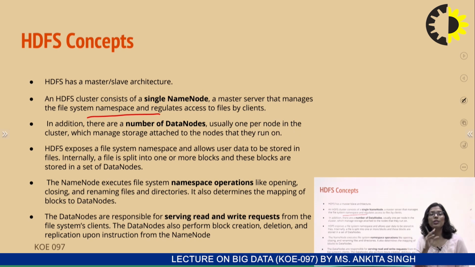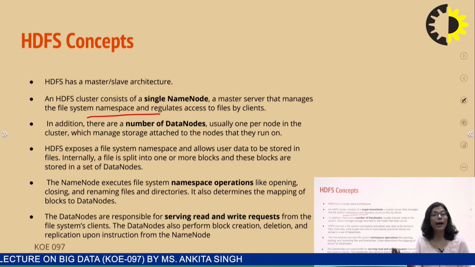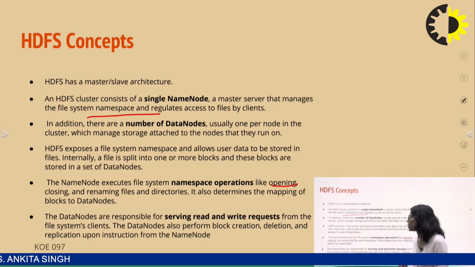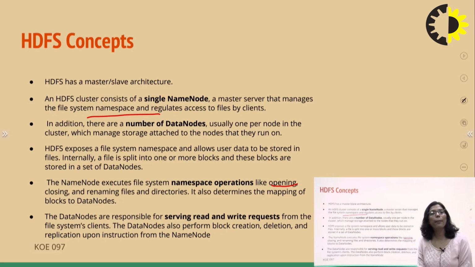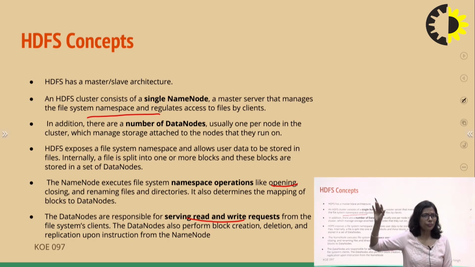It will see which block is stored at which node, how to access that data, how to open the access to the data, how to close the access to the data, and how we are renaming files and directories. It also determines the mapping of blocks to data nodes, how these blocks are mapped to the data nodes. Also, data nodes are responsible for serving read and write requests. So basically, we have a data node and we have a name node. Name node manages which data is present at which data node, whereas the actual work is done by your data node.